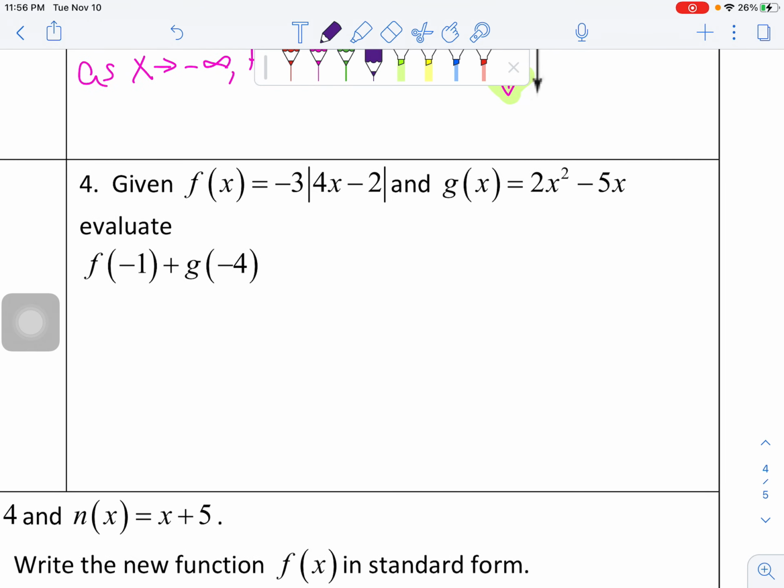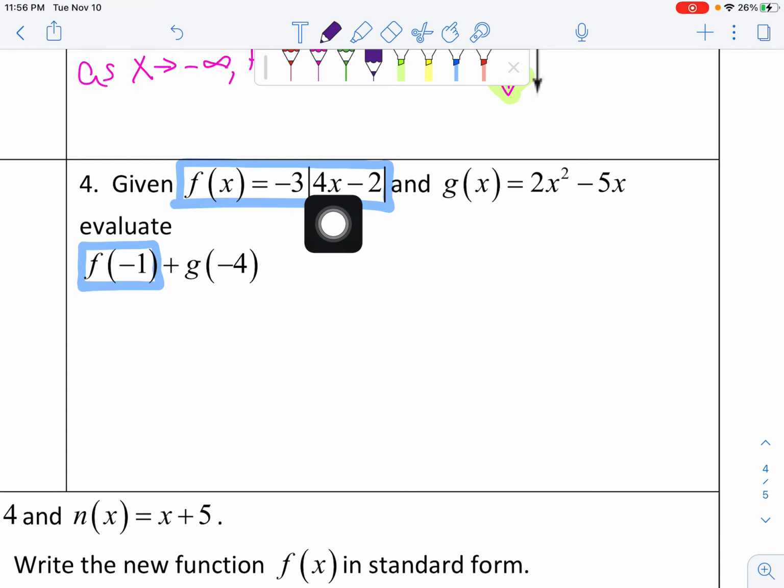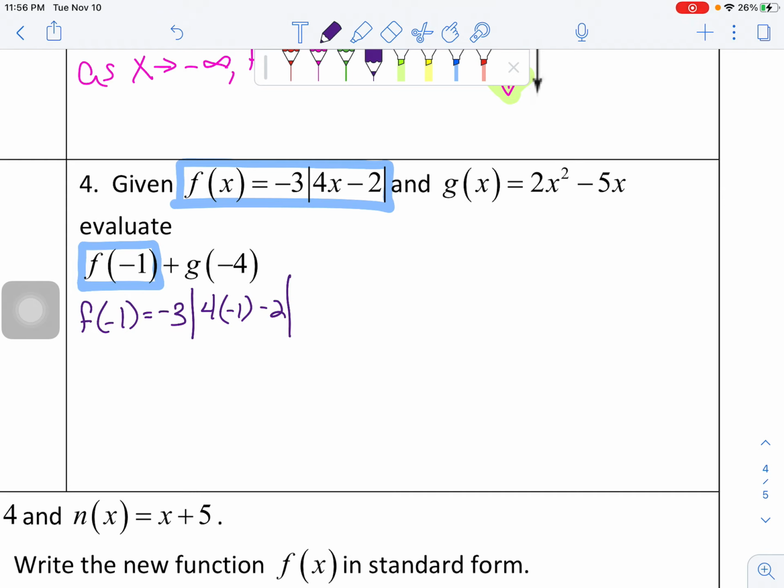Okay, so we've got a couple of functions, and we're asked to evaluate. So first thing I'm going to do is evaluate f of negative 1. And that means I'm going to use the f of x function here, which is going to include some absolute values. So every place I have an x, which there's only one of them here, but every place I have an x, I'm going to replace it with a negative 1. So f of negative 1 is equal to negative 3 times 4 times negative 1 minus 2.